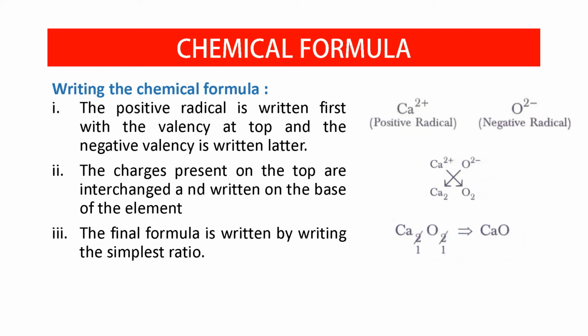Then we come to the second step. The charges present on the top are interchanged and written at the base of the element. You can see in the example Ca2 plus, O2 minus. The charges are going to be interchanged. The charge of calcium goes to oxygen, and the charge of oxygen goes to calcium, and we write them at the base of the element: Ca2 and O2.